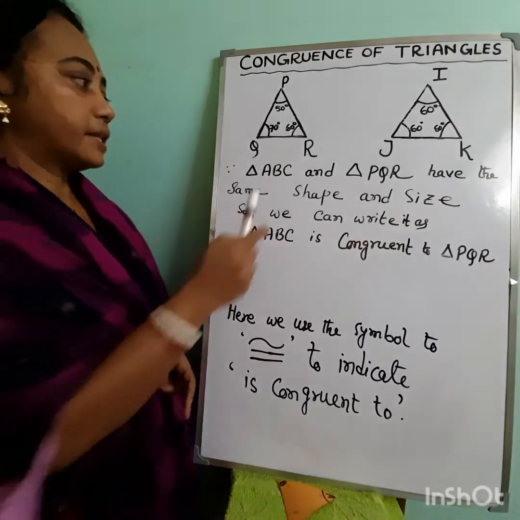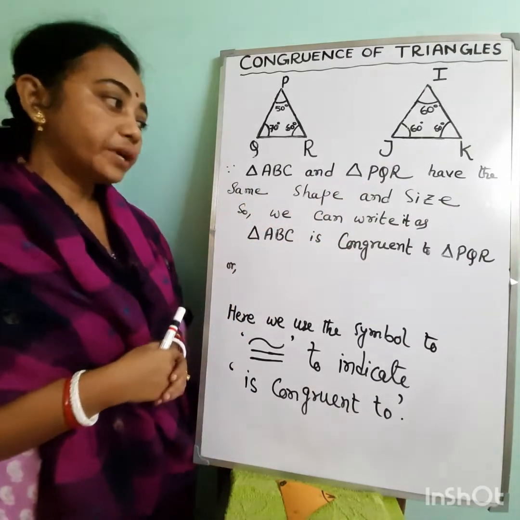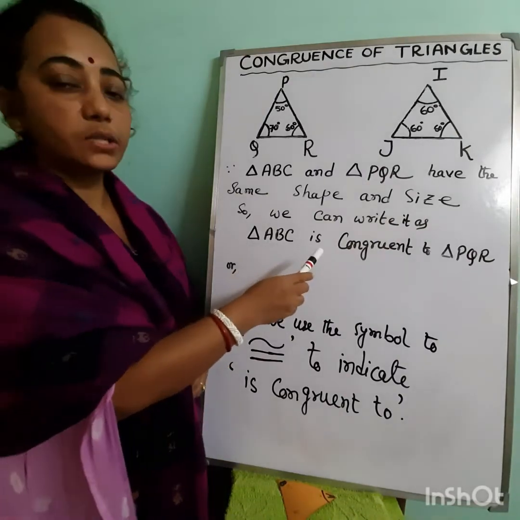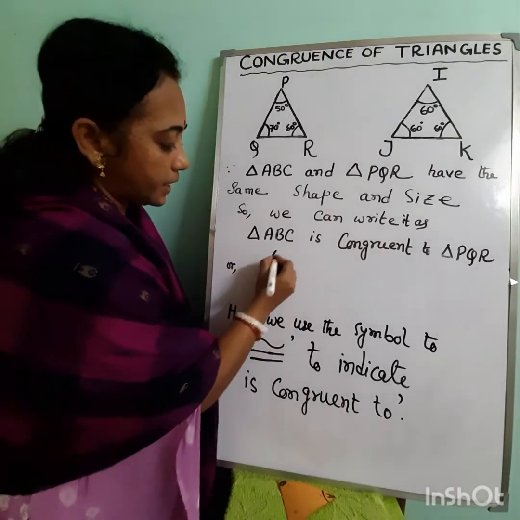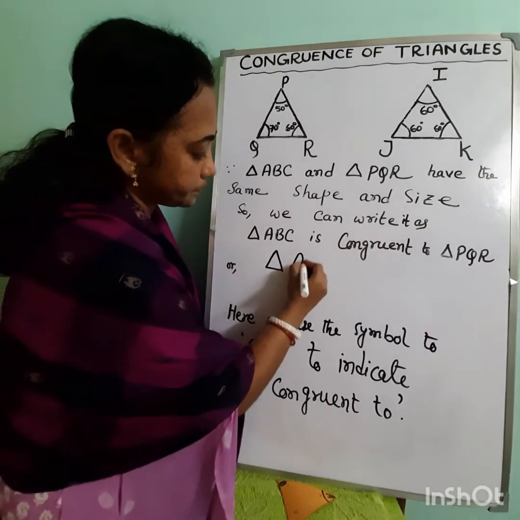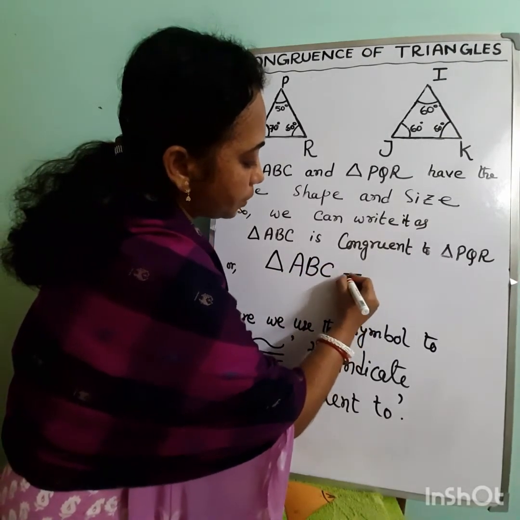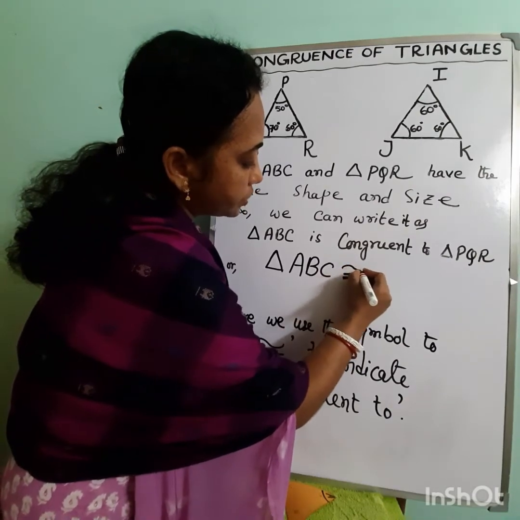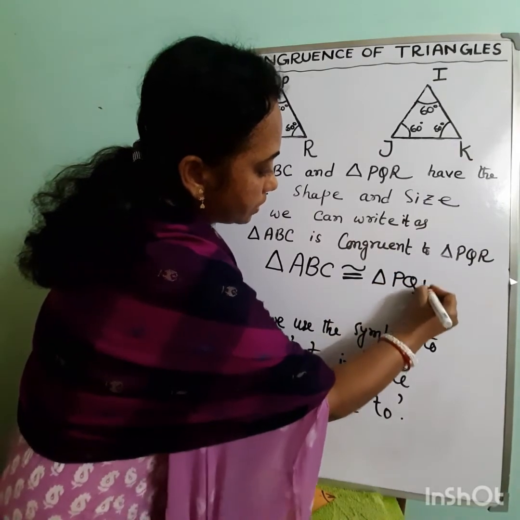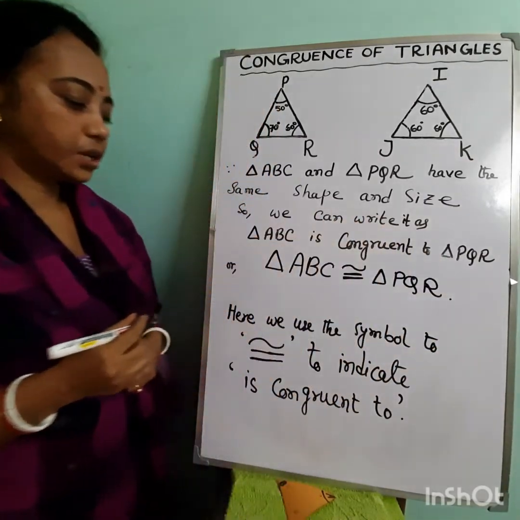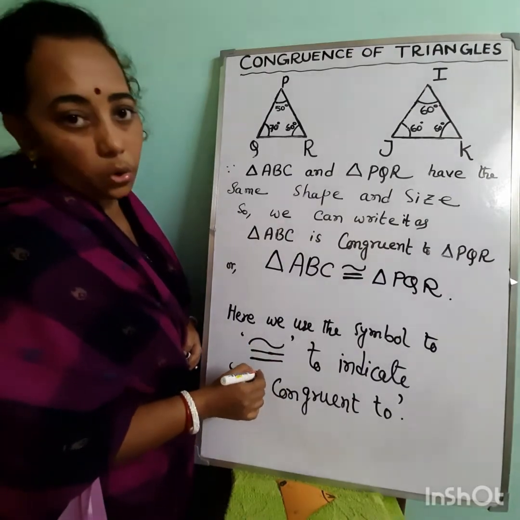Now since triangle ABC and triangle PQR have the same shape and size, we can write triangle ABC is congruent to triangle PQR, or in short form we can write triangle ABC is congruent to, this is the symbol of congruent to, triangle PQR. So here we use this symbol to indicate is congruent to.